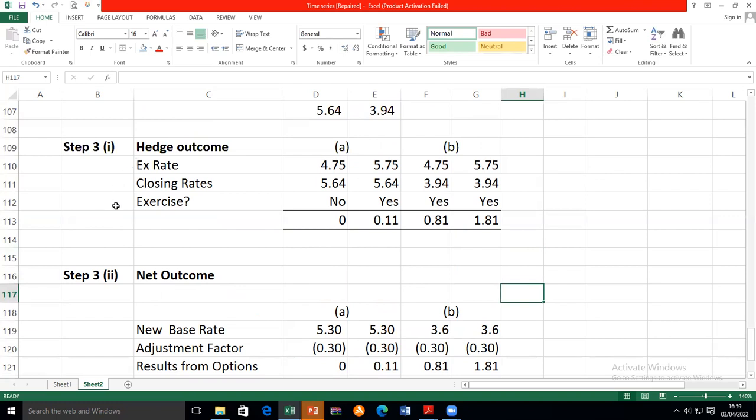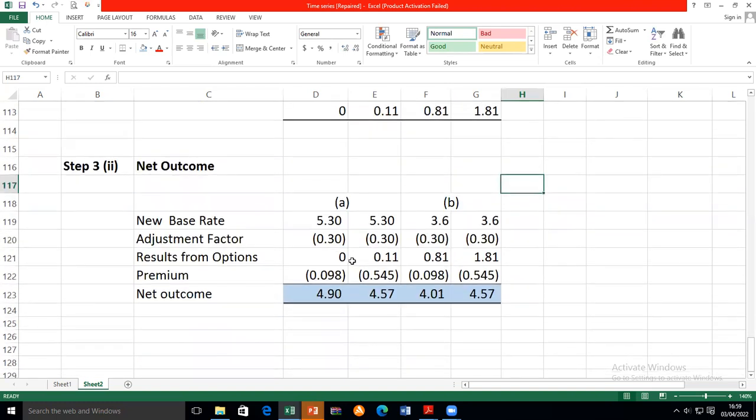The outcome, step number 3 has got 2 components. Number 1, what has happened on the hedge, and finally, what is the net position?